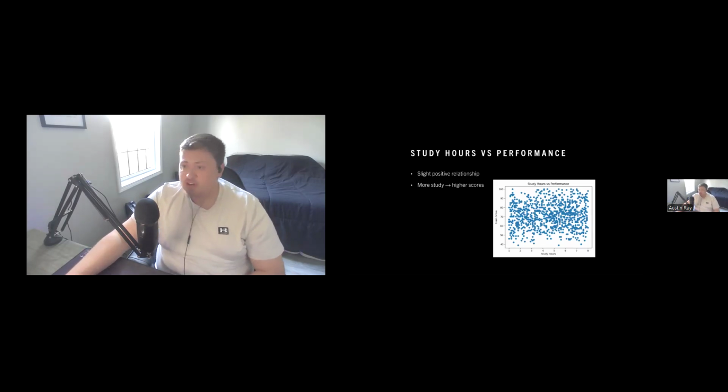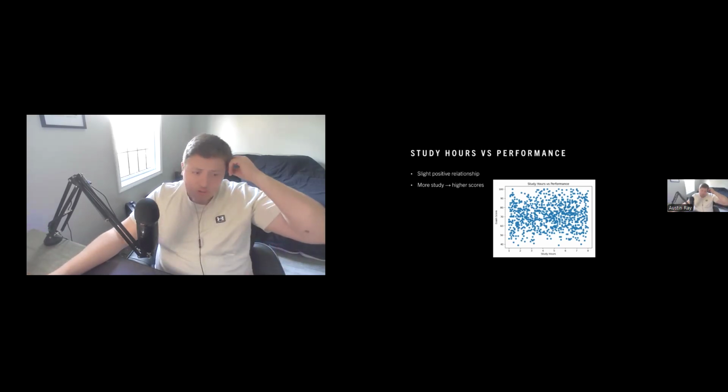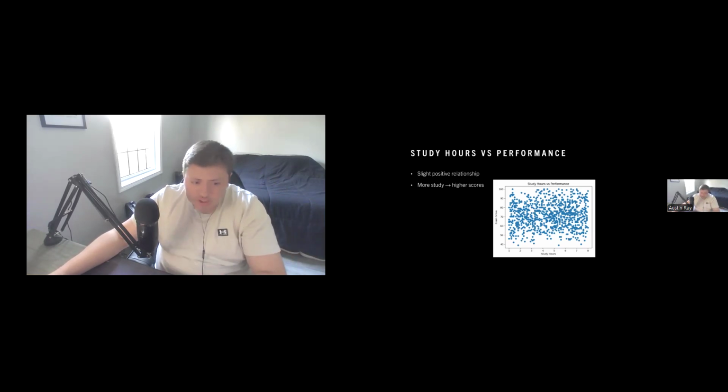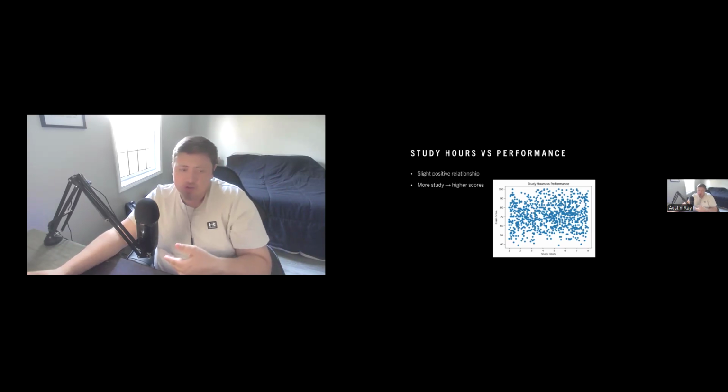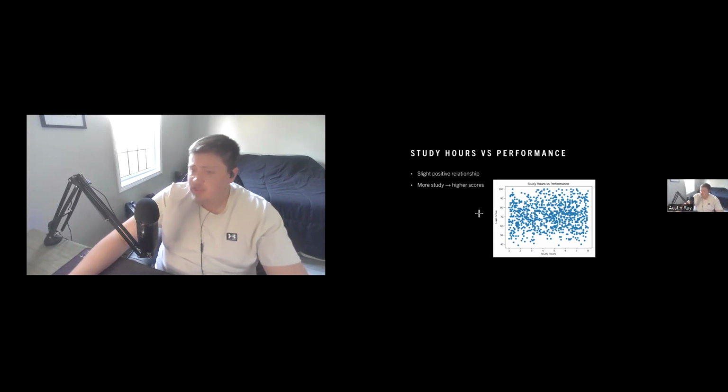Our first one is study hours versus performance. Looking at the chart, it looks kind of all over the place. But if you draw a line between the four and the five and look to the right, there are more dots on that side. So there's a slight positive relationship. Each point represents a different student. It's not a very strong relationship, but it suggests that if you study a little bit more, you get somewhat higher scores, but that alone does not guarantee higher performance based on this data.